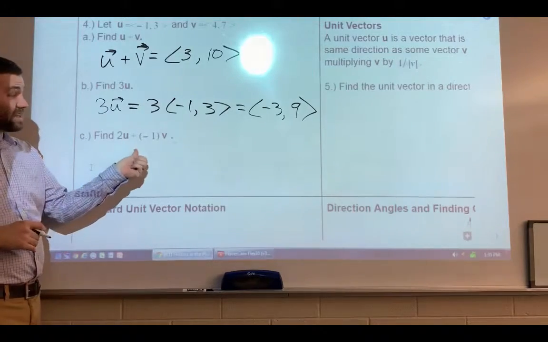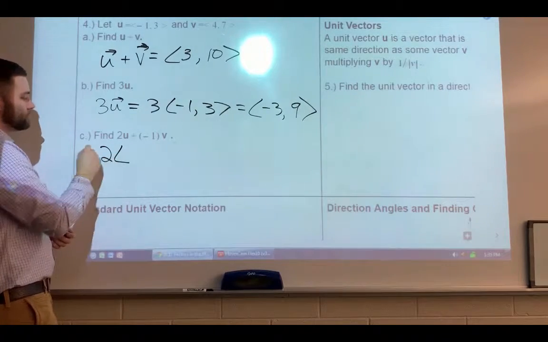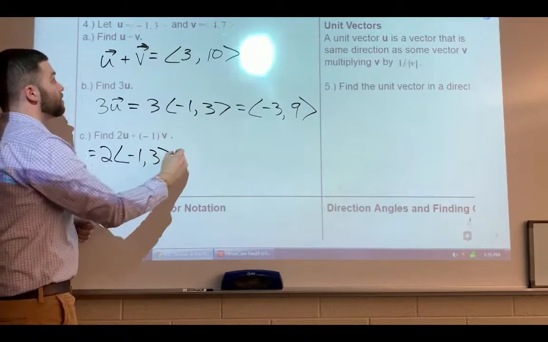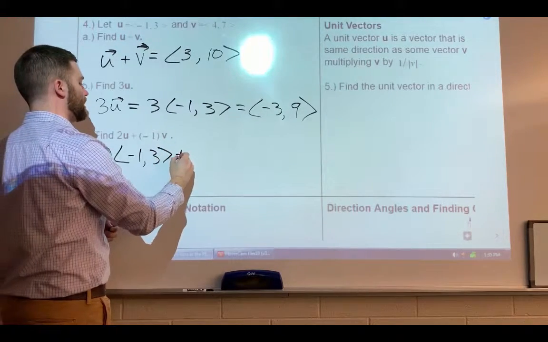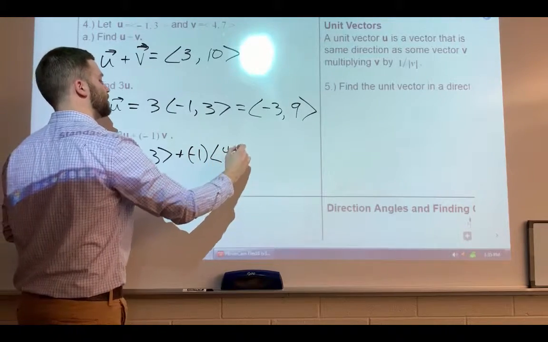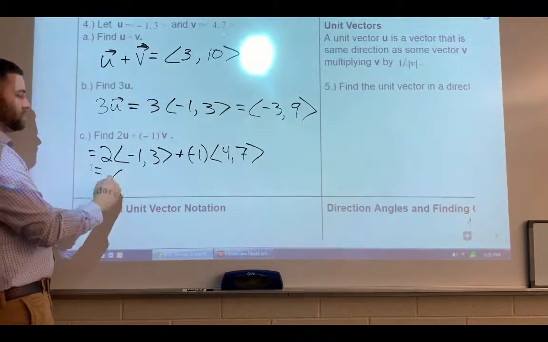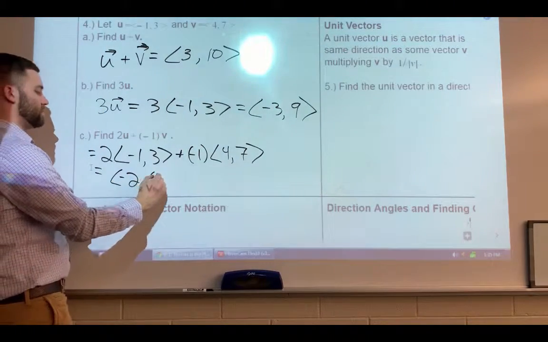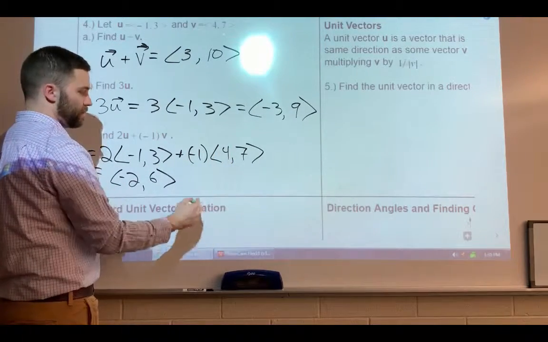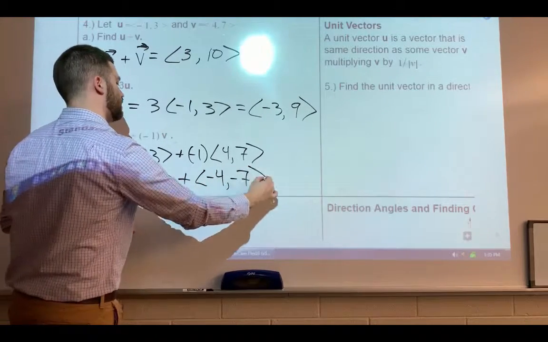Find 2u plus negative 1v. Okay, well that's just going to be 2 times vector u. Vector u is negative 1, comma 3. Plus negative 1 times vector v. Negative 1 times vector v, which was 4, comma 7. So this will be equal to negative 2, comma 6. And then negative 1 times 4, negative 1 times 7 is just going to change the sign on both of those. Plus negative 4, negative 7.